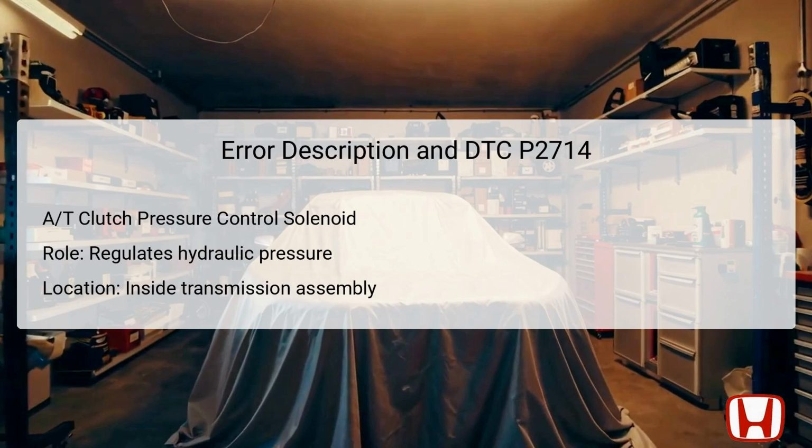A malfunction in this solenoid can result in shifting issues, such as harsh engagement or slipping, affecting drivability. Its location inside the transmission means that extensive work may be needed to access and replace it if necessary. As part of the diagnostic process, technicians will need a thorough understanding of the hydraulic system design to properly identify malfunctions related to DTC P2714.